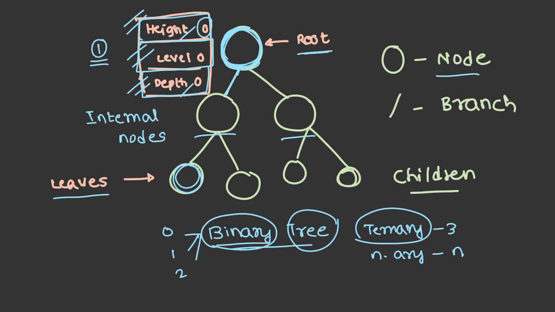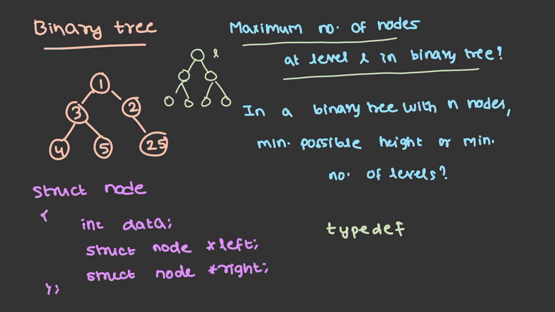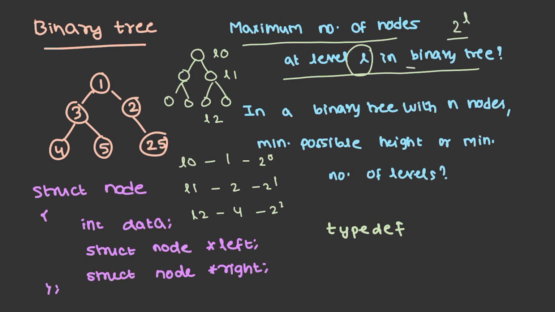Let's see some of the basic questions that can be asked in trees. Consider this question: maximum number of nodes at level L in a binary tree. For solving all of these types of questions, you can take an example. Let me call it level 0, level 1 and this is level 2. If you just see, at level 0 I have 1 node, at level 1 I have 2, at level 2, 4 nodes respectively, which are 2 power 0, 2 power 1 and 2 power 2. So, at level L, we have 2 power L maximum number of nodes if it is a binary tree.